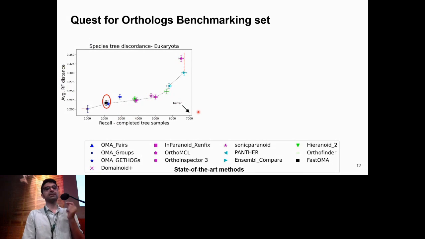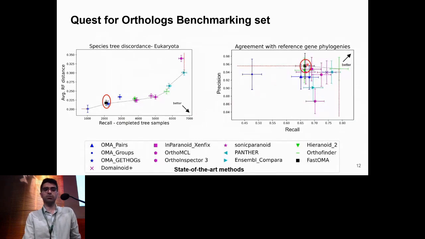Another benchmarking set is comparing the orthology pairs inferred to the reference phylogeny. Here we use SwissTree, and we can see that FastOMA has a good precision and comparable recall compared to other state-of-the-art methods. So this was the accuracy. Now I want to show how fast it is.